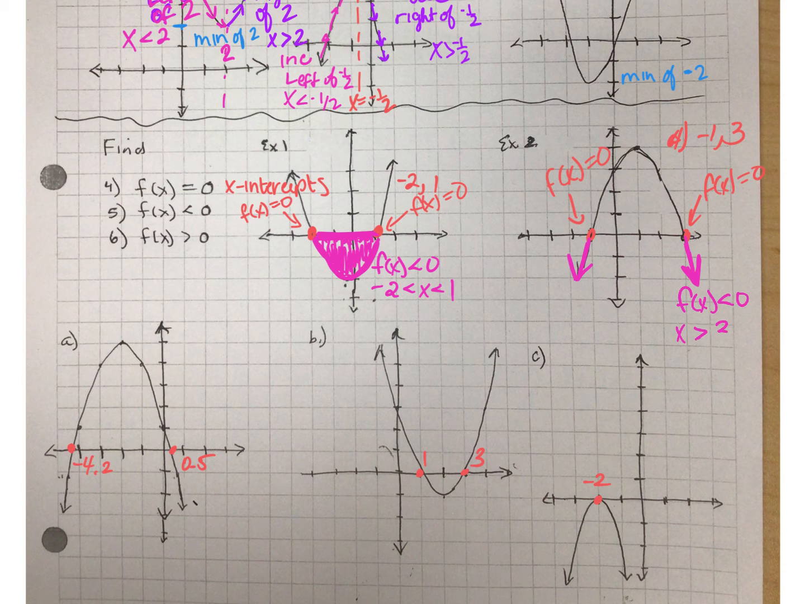Where x is greater than 3. Or, what about these guys over here? How do I write these numbers over here? Less than negative 1. The x values on the outskirts of the intercepts are causing negative y values there.